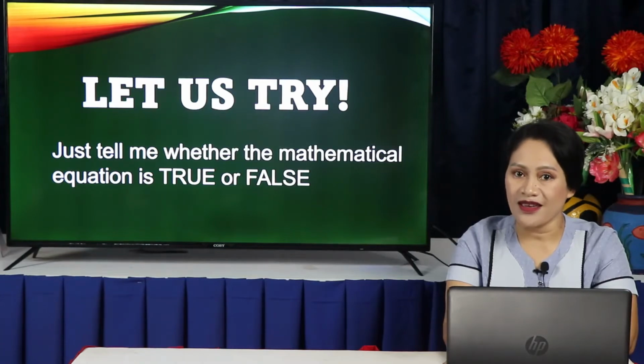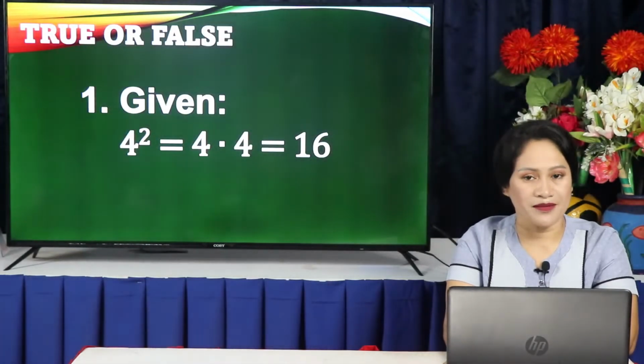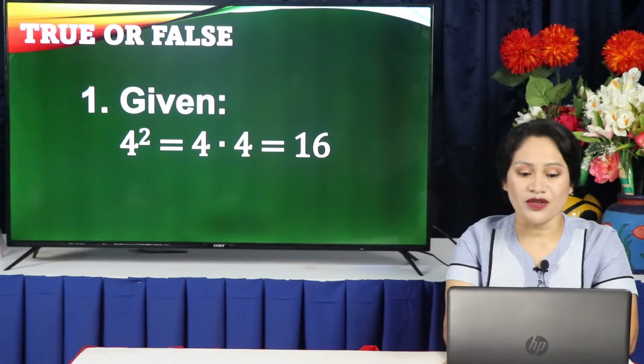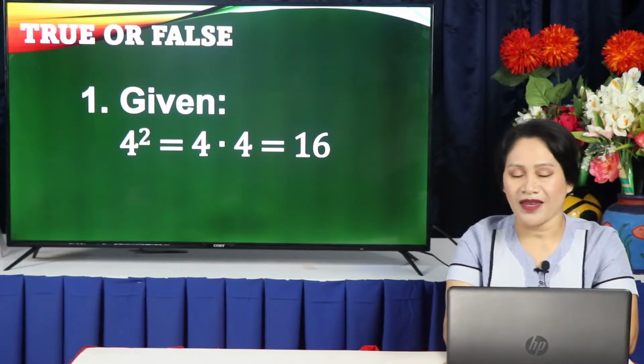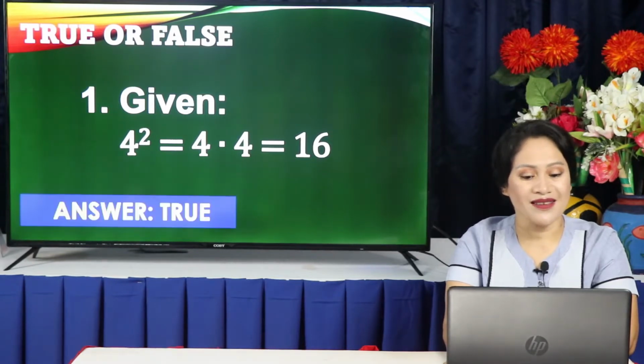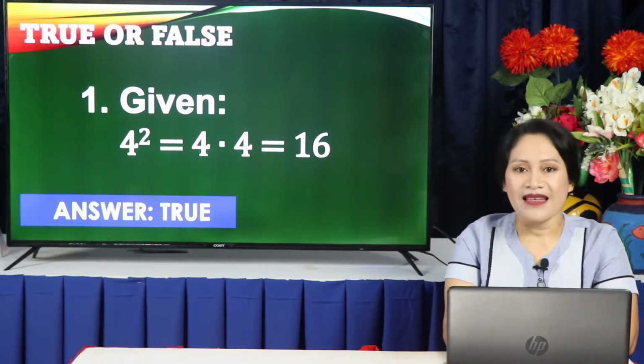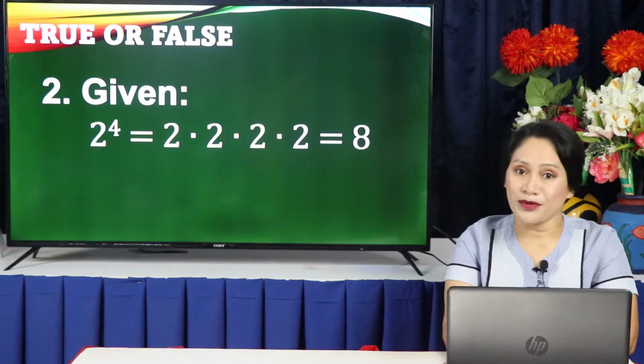Are you ready? Let's have number 1. The given expression or equation is 4 to the power of 2 equals 4 times 4 equals 16. Is it true or false? The correct answer is true. Let's proceed to number 2.